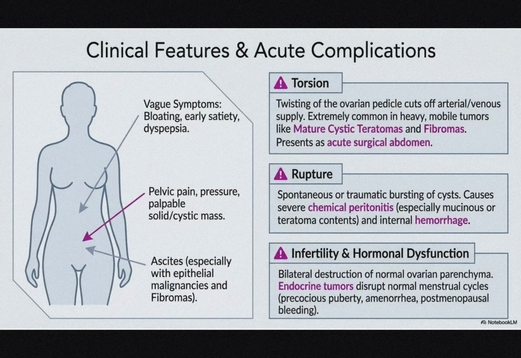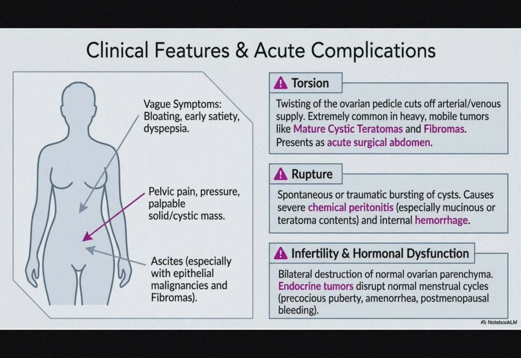Next we have signs, that is torsion, twisting of the ovarian pedicle, which cuts off arterial and venous supply. Extremely common in heavy mobile tumors like mature cystic teratomas and fibromas. Presents as acute surgical abdomen. Next, rupture, spontaneous or traumatic bursting of cysts, causes severe chemical peritonitis, especially mucinous or teratoma contents, and internal hemorrhage.